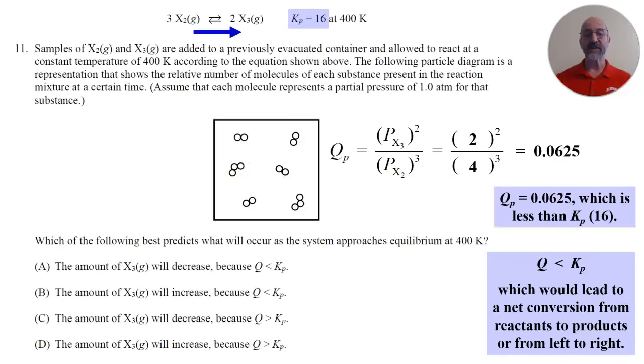So I will draw an arrow to indicate that there is a net conversion from reactants to products, or from left to right. And if you look at the 4 answer choices, they all talk about how the amount of substance X3 will change. Well, since substance X3 is a product, and additional products will be formed as this system approaches equilibrium, then the amount of substance X3 will increase. So the correct answer to question 11 is choice B. The amount of substance X3 will increase because Q is less than K.